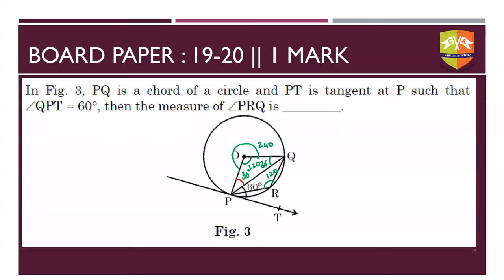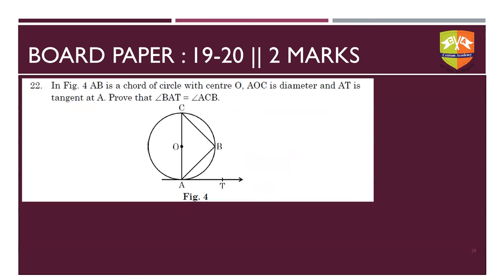Got it? Everyone got it? This is how we have to do it, right? So once again, 30, 30. By angle sum property, this angle is 120. So the reflex angle is 240. Now the larger arc PQ is subtending an angle 240 at the center. So at any other point in the same segment, it will be 120, half of that. So 120. Clear? Okay, next.